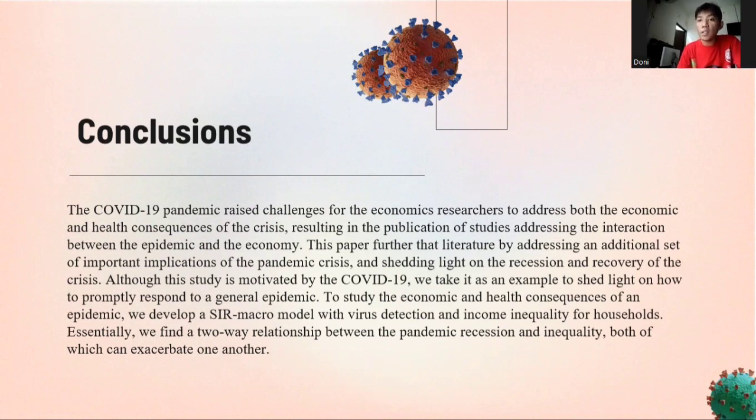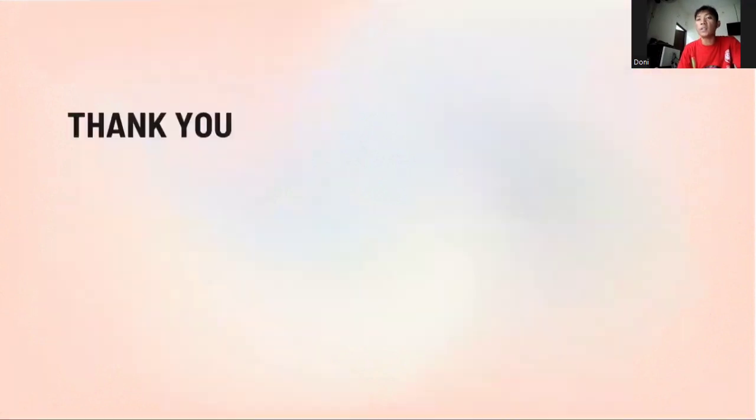Although the study is motivated by COVID-19, we take it as an example to shed light on how to promptly respond to a general epidemic. To study the economic and health consequences of an epidemic, we develop a SIR macro model with virus detection and income inequality for households. Essentially, we find a two-way relationship between the pandemic situation and inequality, both of which can exacerbate one another.